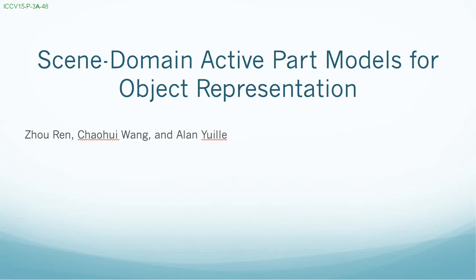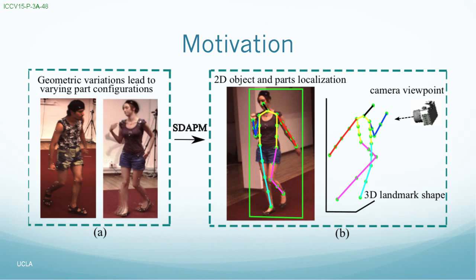Hello everyone. This is our work, Syn-domain active part models for object representation. We propose it to handle the geometric variations caused by viewpoint change, articulation, and occlusions. This method provides richer object representations, including 2D parts and object localization, as well as 3D camera viewpoints and landmark shapes.